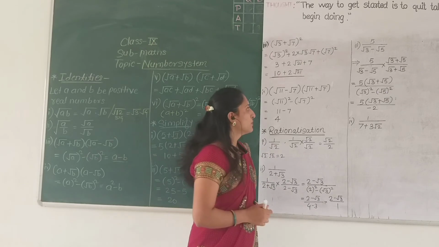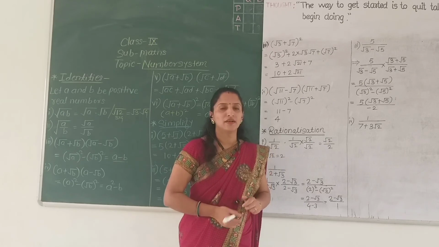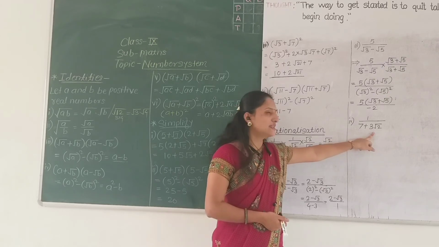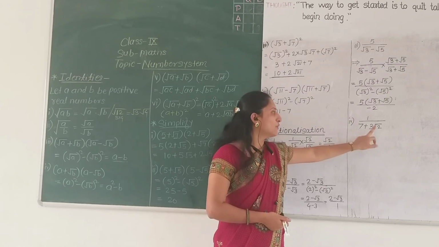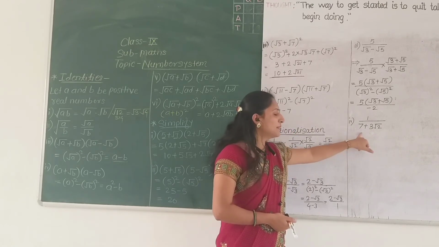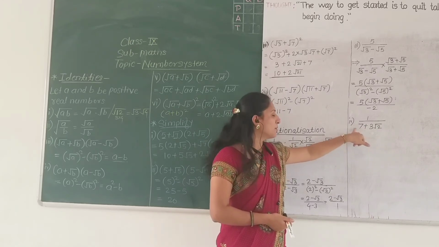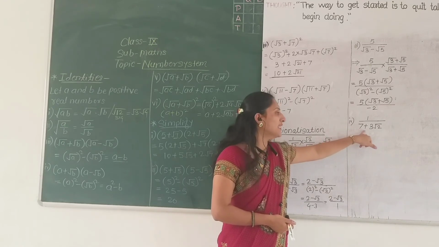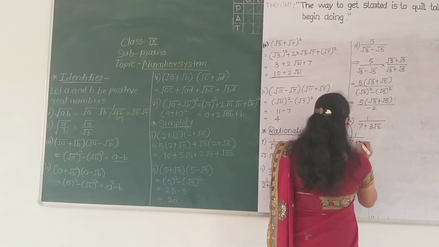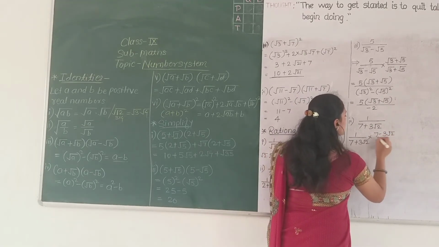Okay. Now look here, last example: 1 upon 7 plus 3 root 2. Here also, the denominator contains a term with square root. Now we have to rationalize this denominator. So which term do I multiply here? Correct, the opposite term in the denominator. The opposite term of the denominator is 7 minus 3 root 2. So I multiply here by 7 minus 3 root 2.